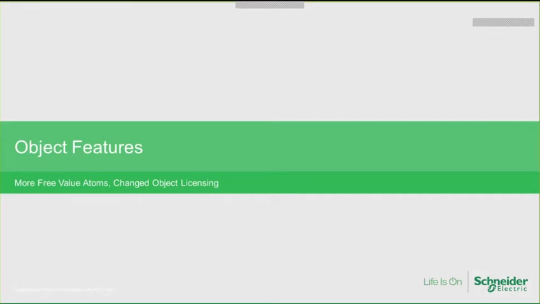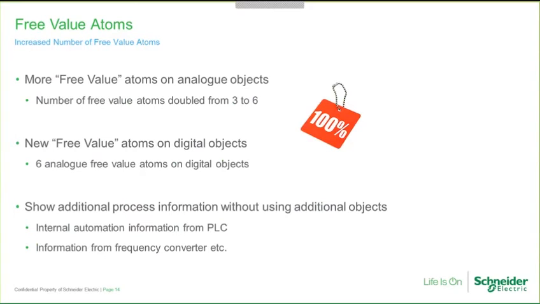Object features. This covers a lot of the changes we've done to how we handle objects. Already in version 11, we introduced the concept of free value atoms for analog objects. We included 3 atoms that you could use for pretty any use you had in mind. We didn't add any functionality to these atoms like we do on the alarm atoms. We've doubled that to 6, and for the digital objects, we've included the same amount of free atoms, 6.